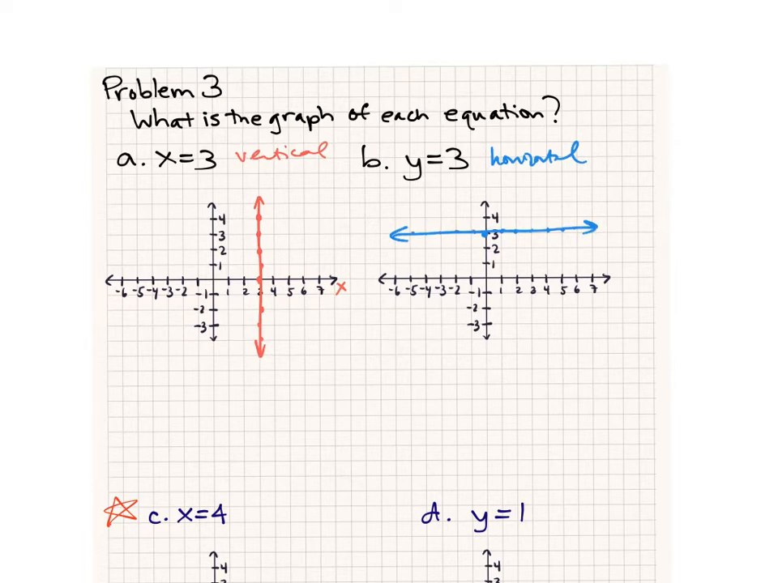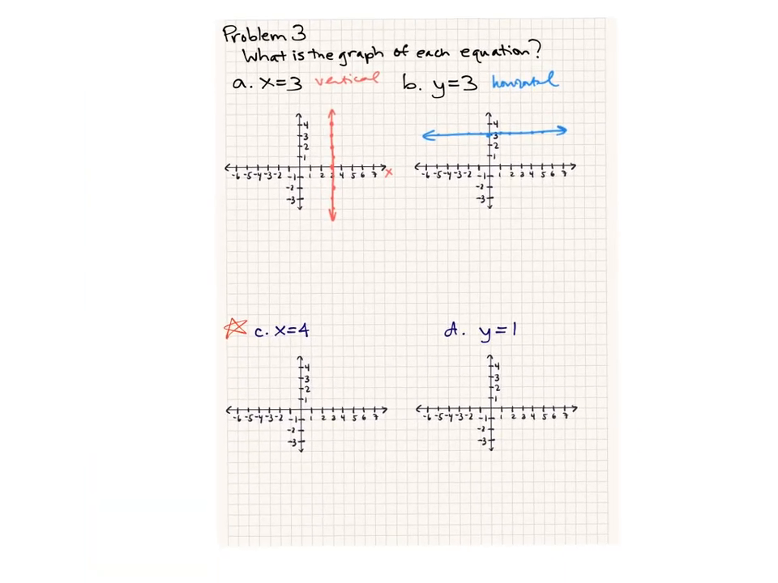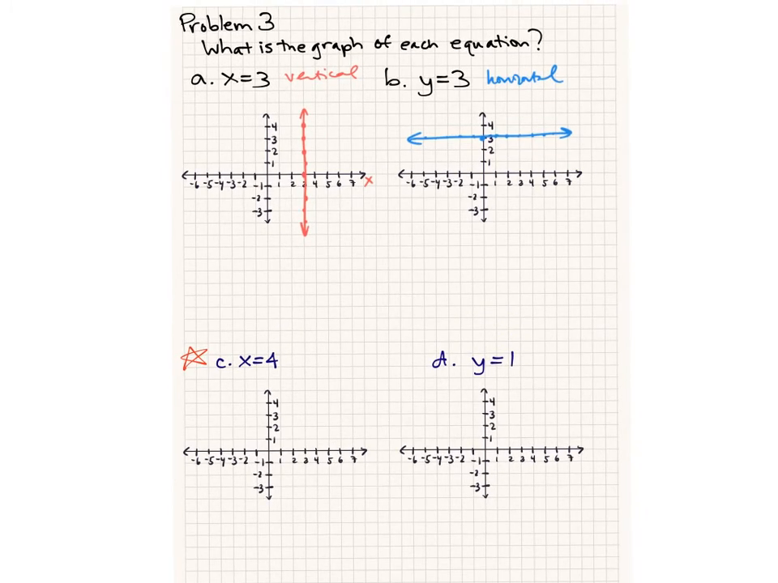Okay, so x equals a number, it's vertical, y equals a number, it's horizontal, and then find that number on the axis, and then draw either the horizontal or the vertical line through that point. So try this for C and D. Press pause and then check back for your solution. Okay, so here you have a vertical line through x equals 4 and a horizontal line through y equals 1.